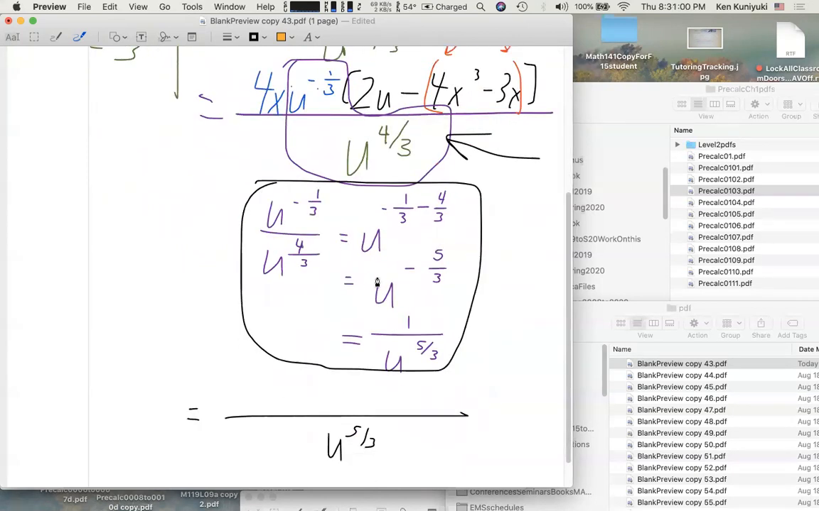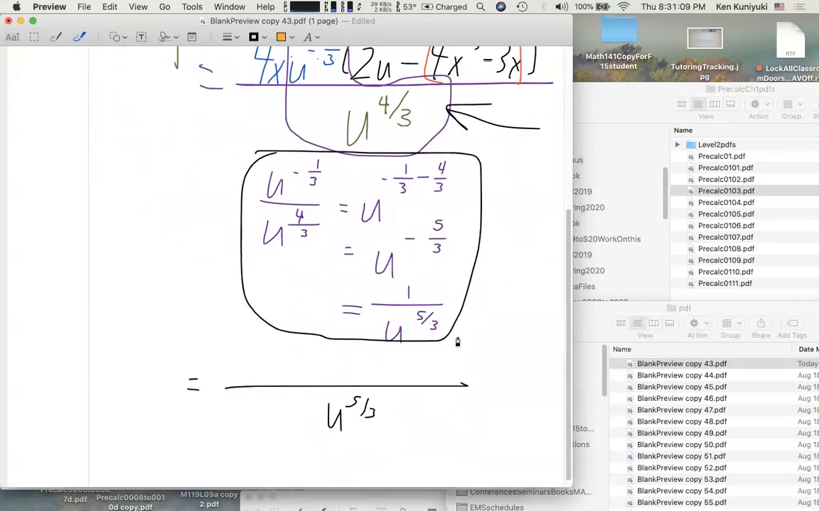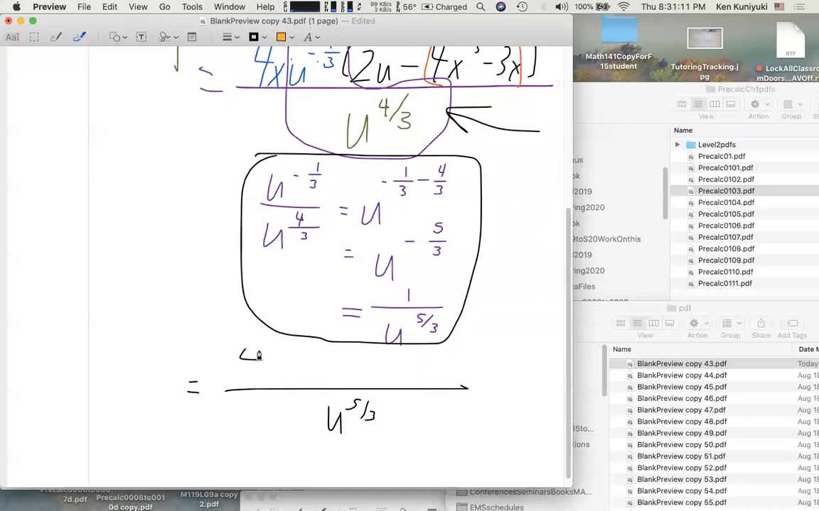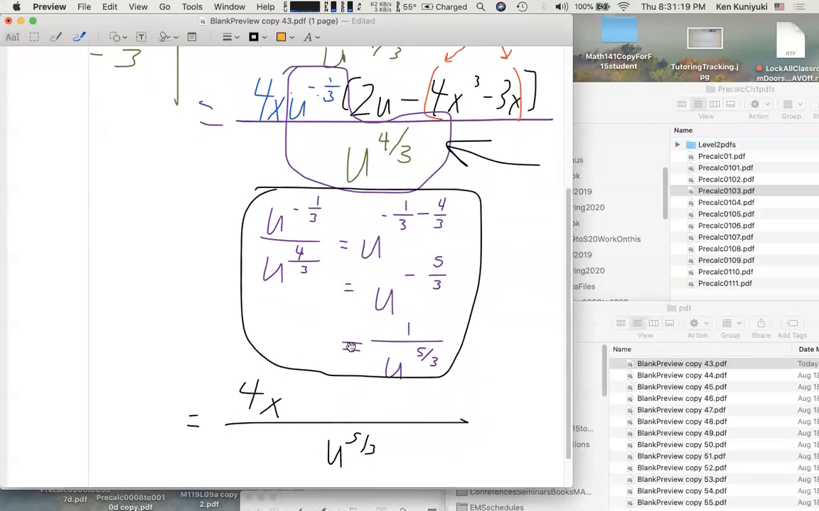All right. You all agree we have u to the 5/3 on the bottom. That's where I am. We have u to the 5/3 on the bottom. Okay. On the top, we have the 4. We have the x. We've taken care of this guy, the u to the -1/3. We've taken care of that issue. We can skip him. All right.